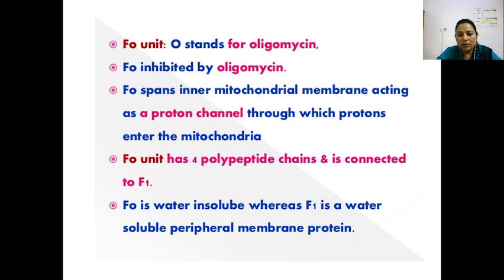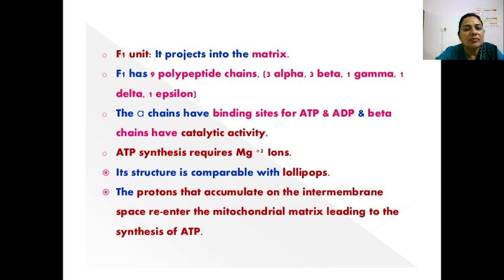F0 is water insoluble, whereas F1 is a water soluble peripheral membrane protein. The F1 unit projects into the matrix and it has 9 polypeptide chains, that is 3 alpha, 3 beta, 1 gamma, 1 delta and 1 epsilon. The alpha chains have binding sites for ATP and ADP, and beta chains have catalytic activity. ATP synthesis requires magnesium ions. Its structure is comparable with lollipops. The protons that accumulate in the intermembrane space re-enter the mitochondrial matrix, leading to the synthesis of ATP.